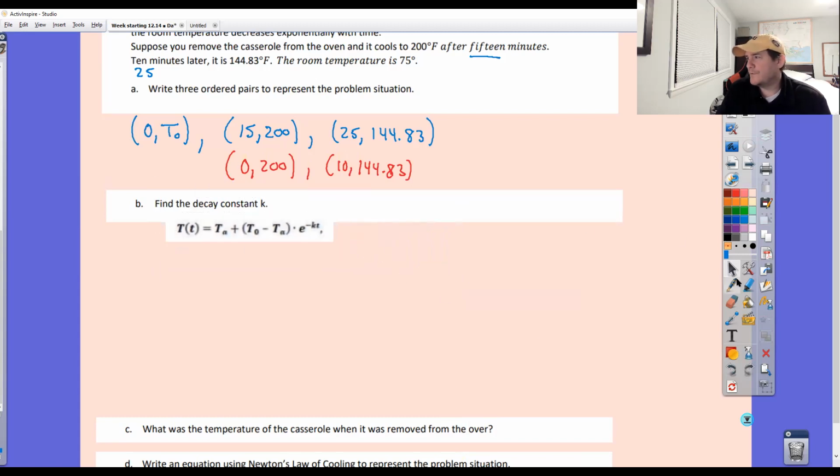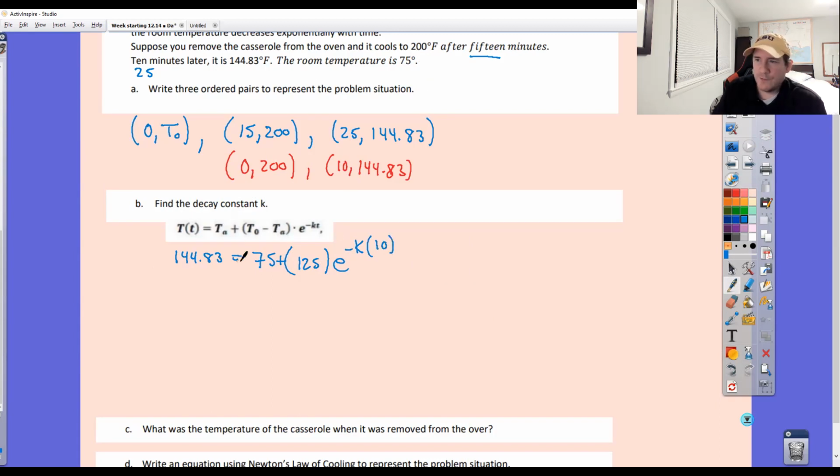All right, so we just said that we are gonna treat this point like it's our sort of data point after the initial value. So the 144.83 is our T of T. The ambient temperature is the 75 plus. The initial temperature is the 200, which if you subtract 75 from that leaves you with 125. E to the negative K, that's our unknown. The time was 10 minutes.